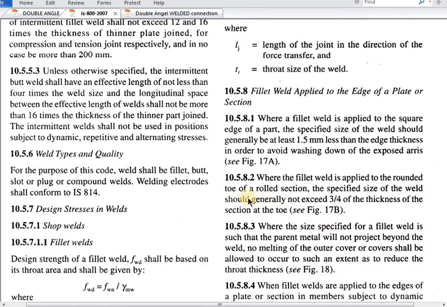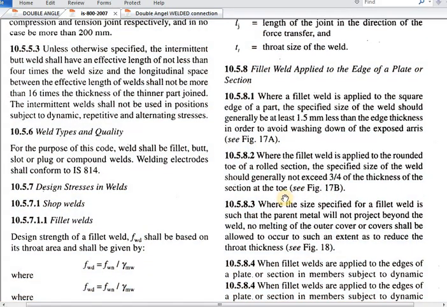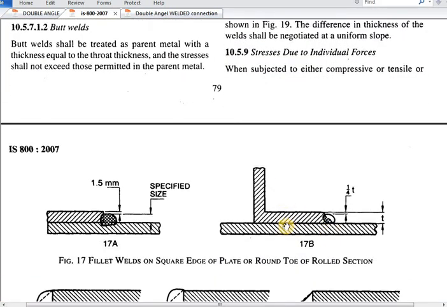So what does this clause say? Where the fillet weld is applied to the rounded toe of a rolled section, the specified size of weld should generally not exceed 3/4 of the thickness, that is, 3/4 of the section at the toe. That means the section at the toe, that is the thickness. See figure 17b. So we have to refer to figure 17b.